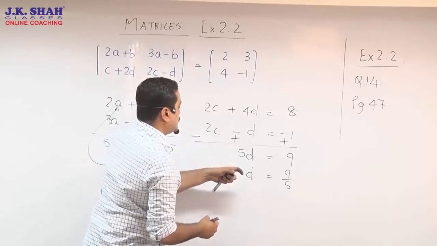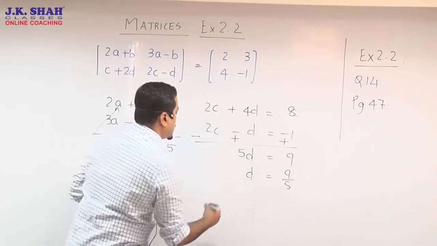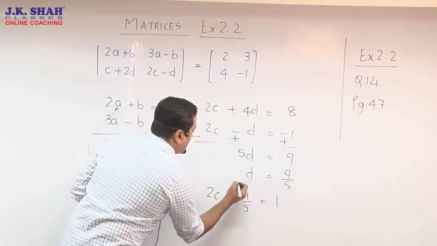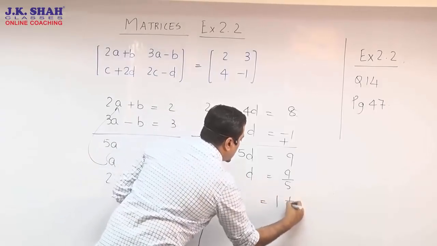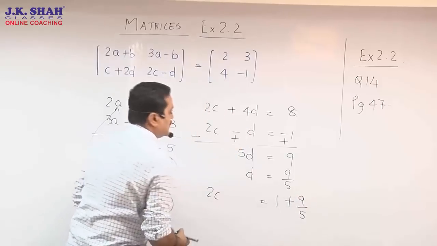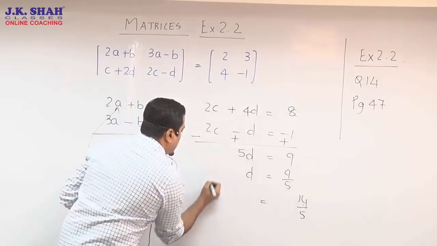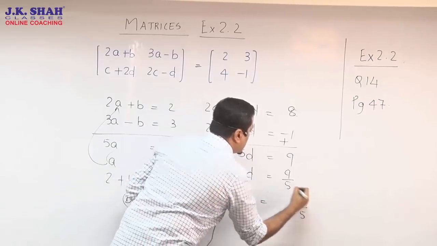And then we substitute d equal to 9 by 5 in this equation. So 2c minus 9 by 5 equal to 1. Minus 9 by 5, we take it on the other side, it becomes plus 9 by 5. Rotating it, it becomes 14 by 5, and therefore my c is going to be 7 by 5.